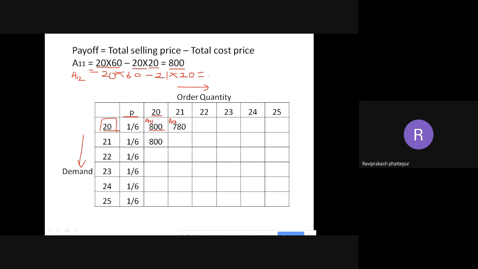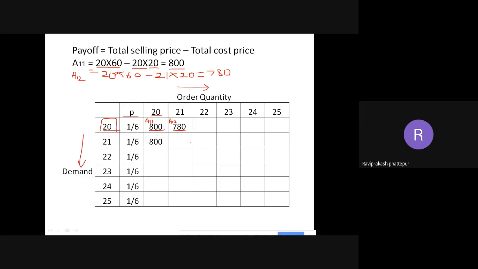Yes, students. Calculate and tell me what is the value? 780. Right. So similarly, if you see here, I have put already 780. So this is the payoff matrix that you need to calculate.